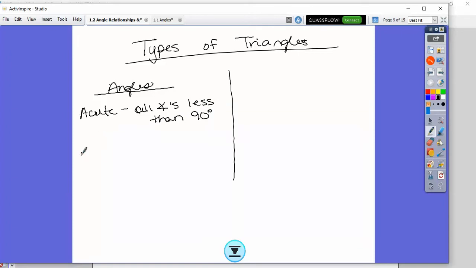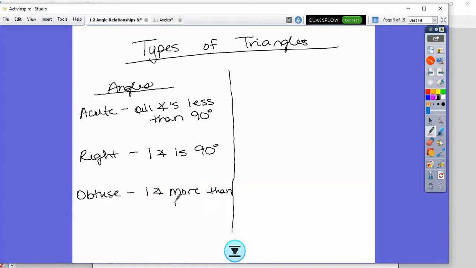If it is a right triangle, what has to be true? One angle, 90 degrees. If it is an obtuse triangle, what does that mean? One angle over 90 degrees. Can you have two angles bigger than 90 degrees? No. If you add them together, it would add up to more than 180, and we couldn't have the third one be negative, so only one.